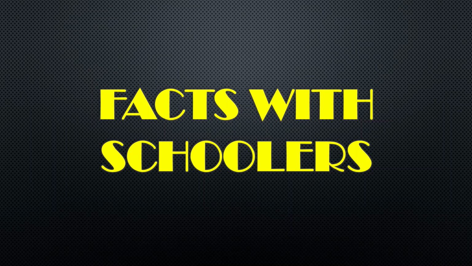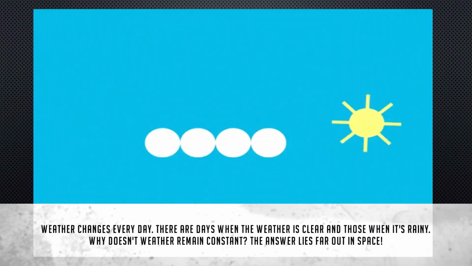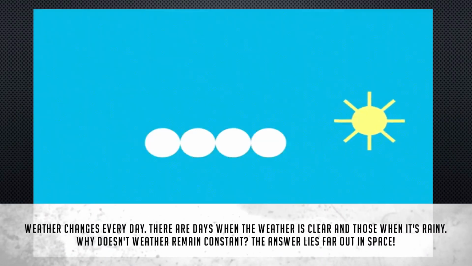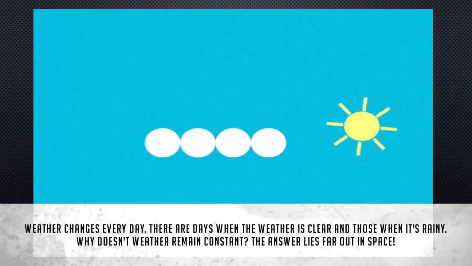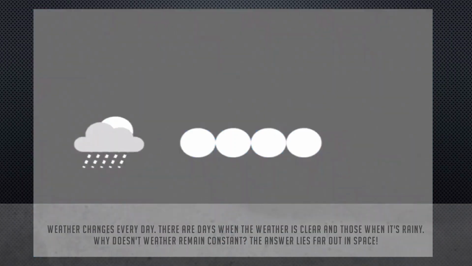Facts with schoolers. Why does the weather change? Weather changes every day. There are days when the weather is clear and those when it's rainy. Why doesn't weather remain constant? The answer lies far out in space.